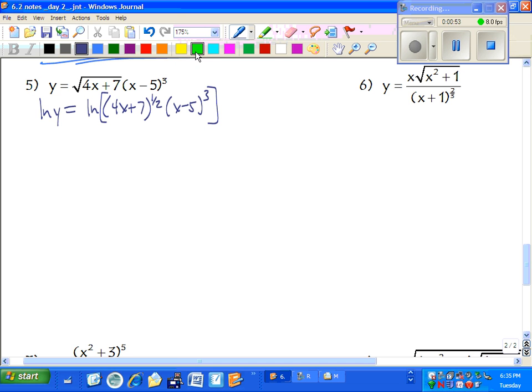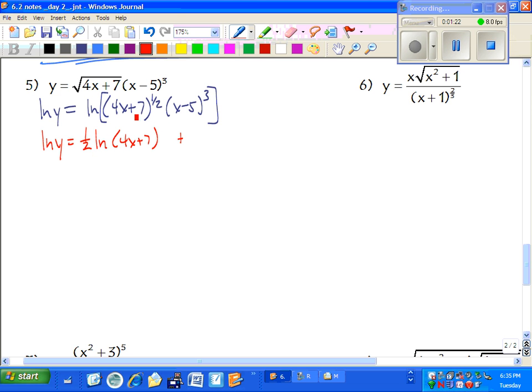Now, before we just had exponents and we brought them out in front. Now we're going to rewrite this using some more of those properties we talked about at the beginning of notes. So for this, we can do a few things. We can split this up. Remember, if we multiply two things, we can split those up using addition. So we'd have natural log of 4x plus 7 to the 1/2 plus natural log of this to the third, but instead of having that exponent, remember, we can bring that out in front.